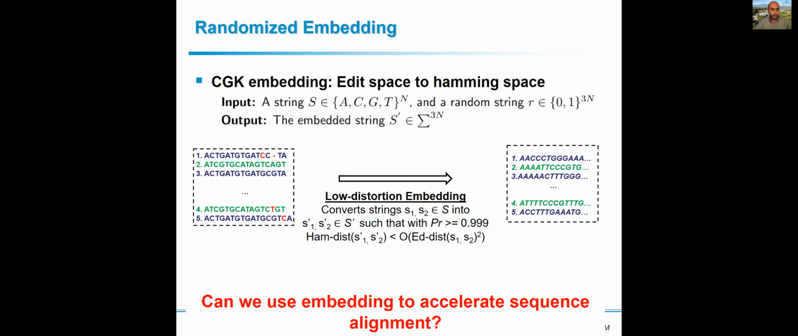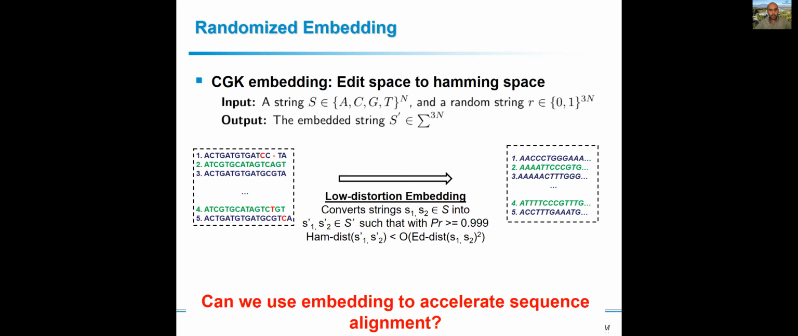So recently, about a few years ago, there was some work from Chakraborty et al., which we refer to as CGK embedding, where they proposed a very simple randomized algorithm that allows you to move from edit space into Hamming space. So essentially, it's an algorithm that takes as input a string.